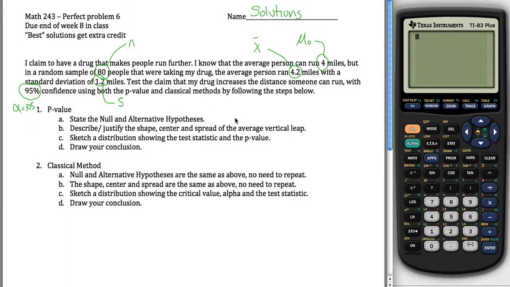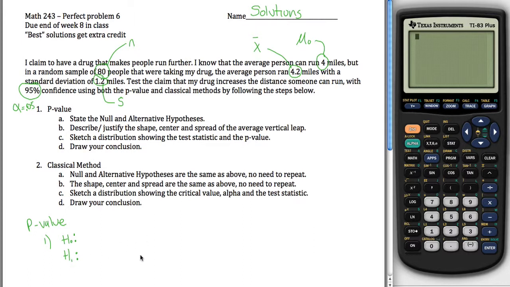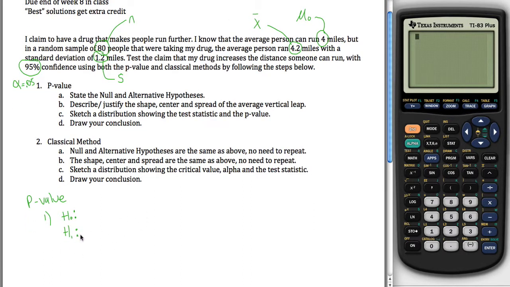Using both the p-value and the classical methods. Okay, so first let's do p-value. First step when we're doing this hypothesis testing is we're going to state the null and alternative hypothesis. Null hypothesis, you can write capital H with a little 0 next to it. Alternative hypothesis, capital H with either an A or a 1 next to it. I think our book uses a 1. And what your null and alternative hypothesis will do is they'll always compare mu to this thing mu naught.